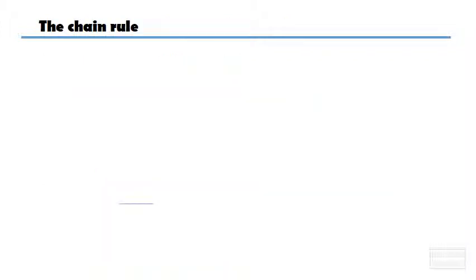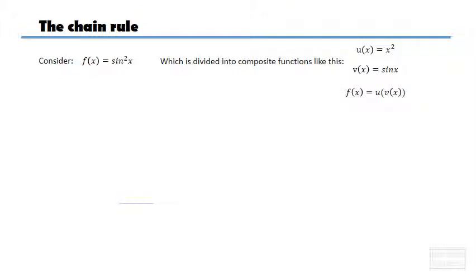So the chain rule. Now let's get to it. Here's my function again, sine squared of x. And I know how to divide it into composite functions. There you go. We're going to call u of x the outside function, because you see here it is on the outside, right? f of x equals u, open parenthesis, v of x, close parenthesis. So we call v of x the inside function.